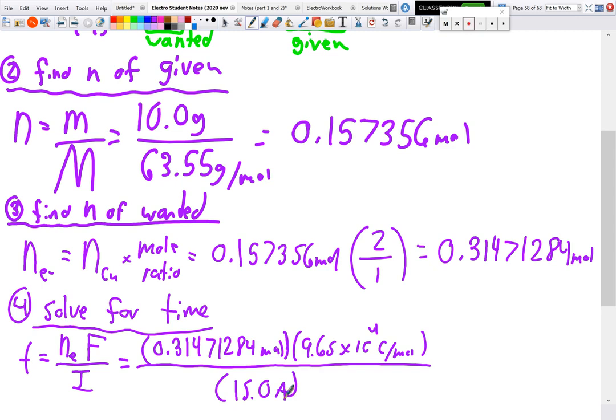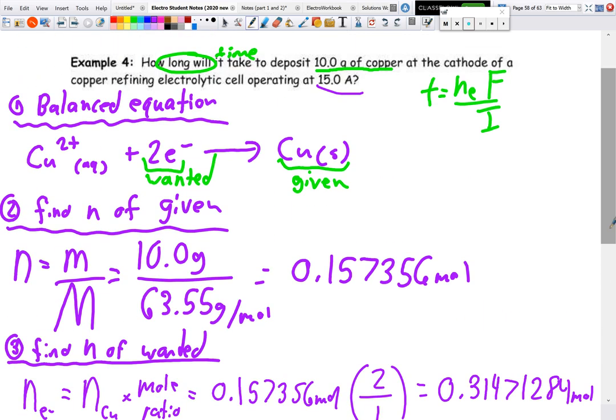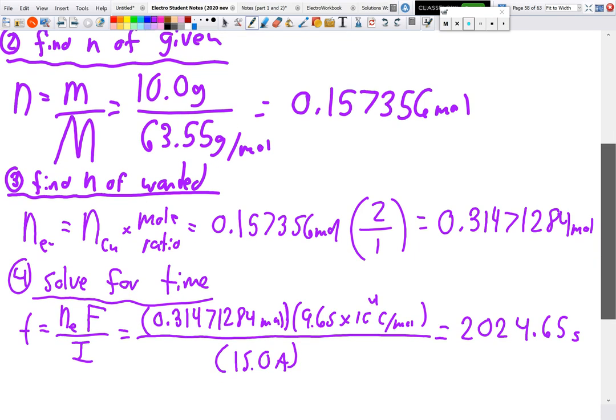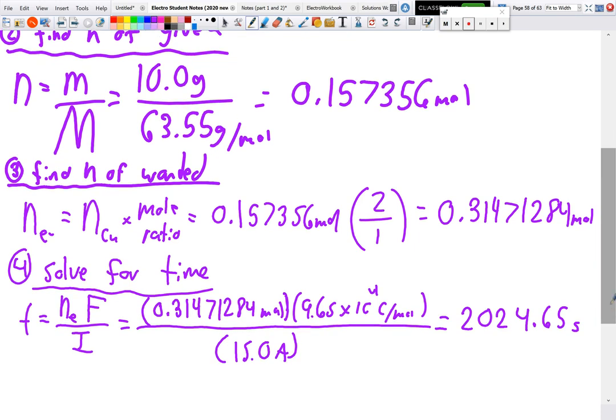And just like before, of course, we are going to get an answer in seconds. So we get 2024.65 seconds. Now, because this question does not state to simplify it into minutes or anything like that, it's just how long it will take. So this answer will definitely be acceptable if you have the correct number of significant digits, or you can do a conversion factor to get 33.7 minutes, which is also a good answer. So either way, if the question actually stated, what is the time in minutes, you can easily express it like that as well.